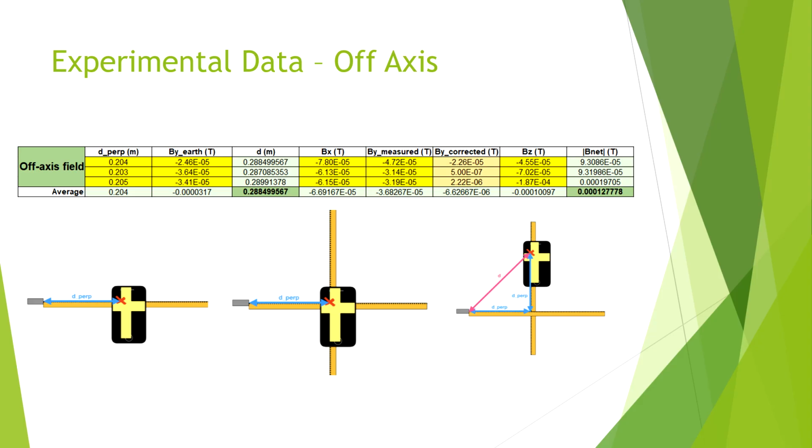The next part of the experiment involved finding the magnetic field off the axis of the dipole. This involved finding the perpendicular distance from the bar magnet where the net field was equal to about 100 microteslas. Then, using the Pythagorean theorem, we found a location off axis and determined the net field at that location to be approximately 128 microteslas.